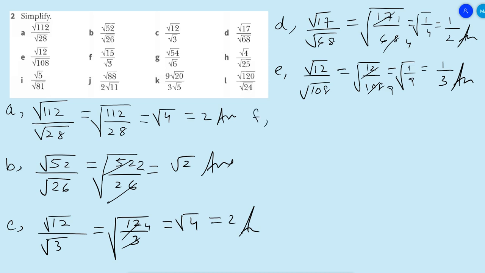Part F is, as you can see on the screen, root 15 upon root 3. So it can be written as 15 upon 3 whole root. 3 fives are 15. Root 5 is the answer of part F.